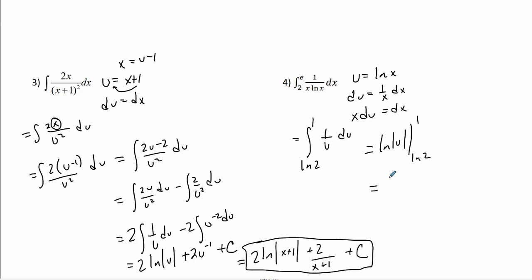And so then I get the ln of 1 minus the ln of 2. The ln of 1 is 0. Okay, the ln of 1 is 0. And minus the ln of 2. And so that's my answer right there, just negative ln of 2.